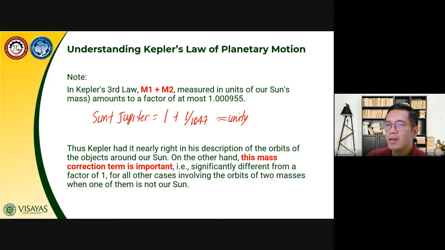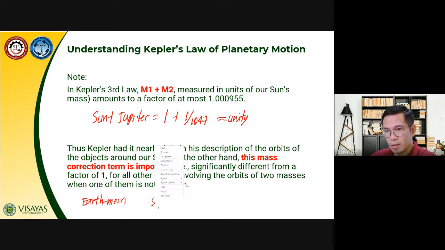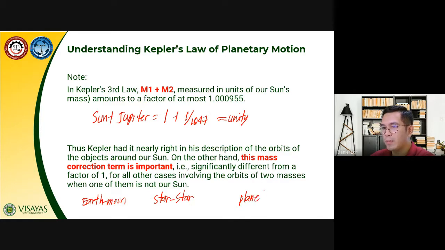However, again, this mass correction term is very important, significantly different from a factor of 1 for all other cases involving the orbits of two masses when one of them is not our Sun. So the examples I gave a while ago are the orbits between the Earth and the Moon, the orbit between stars, and the orbit between even a planet and any satellite.